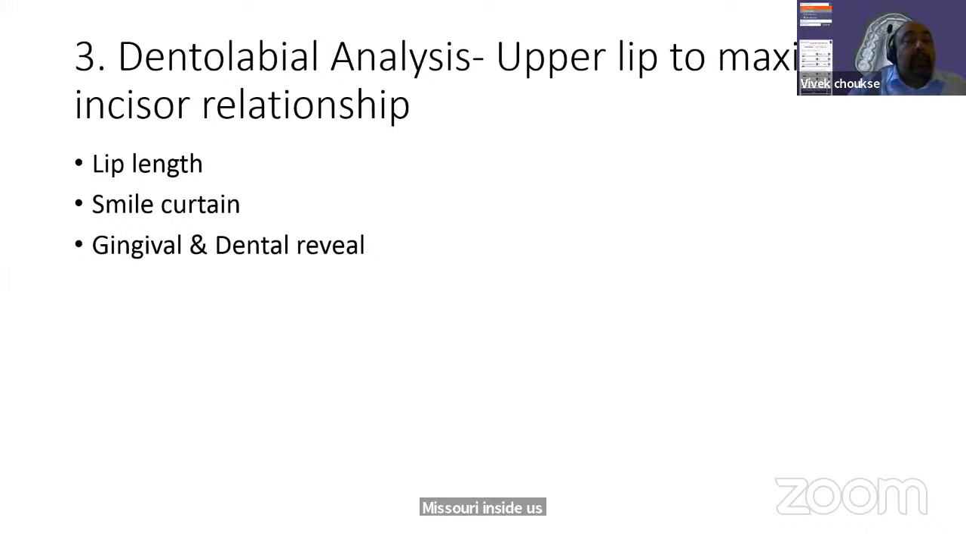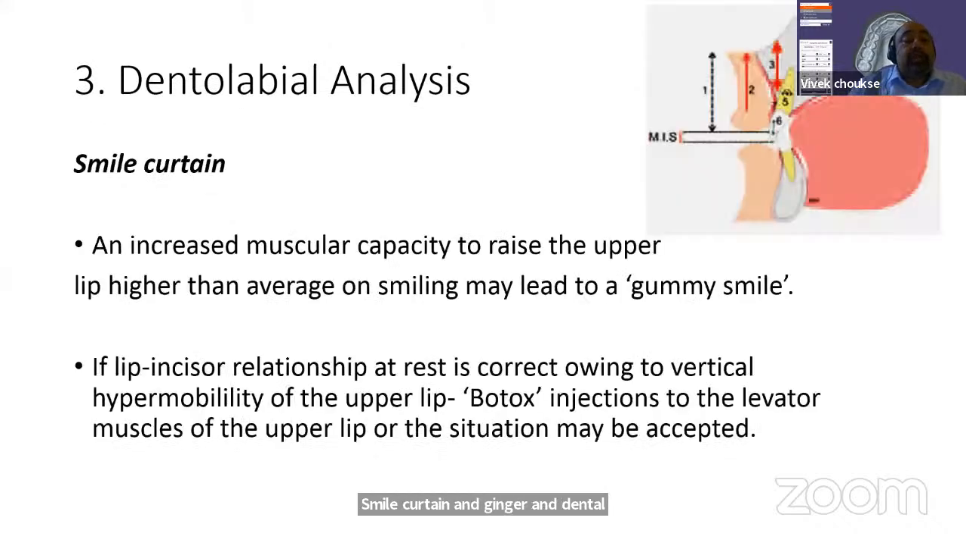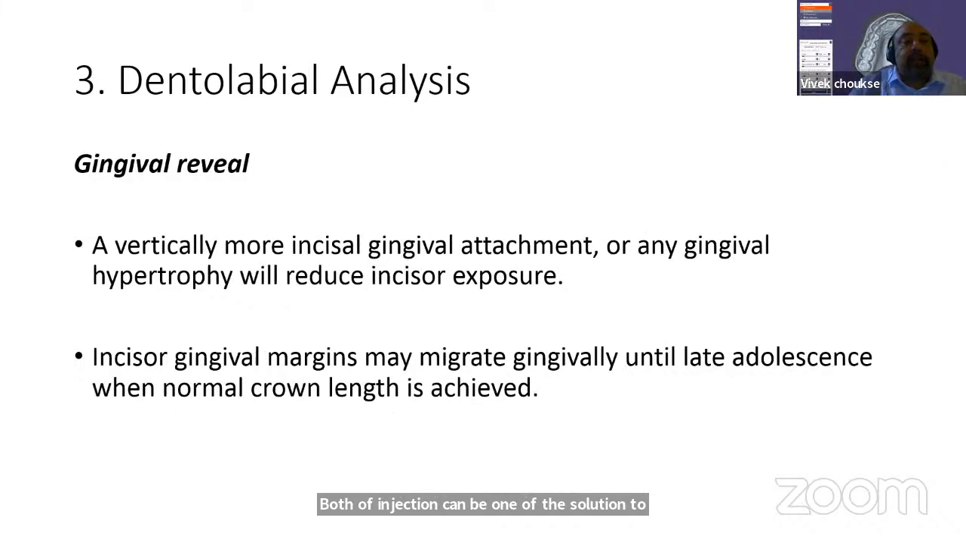It can be divided into lip length, smile curtain, and gingival and dental reveal. So what is a smile curtain? It is the increased muscular capacity to raise the upper lip higher than average on smiling. And such a type of smile is known as a gummy smile. If we come across such a gummy smile and see that it is due to hypermobility of the upper lip, Botox injection can be one of the solutions to improve the smile curtain.